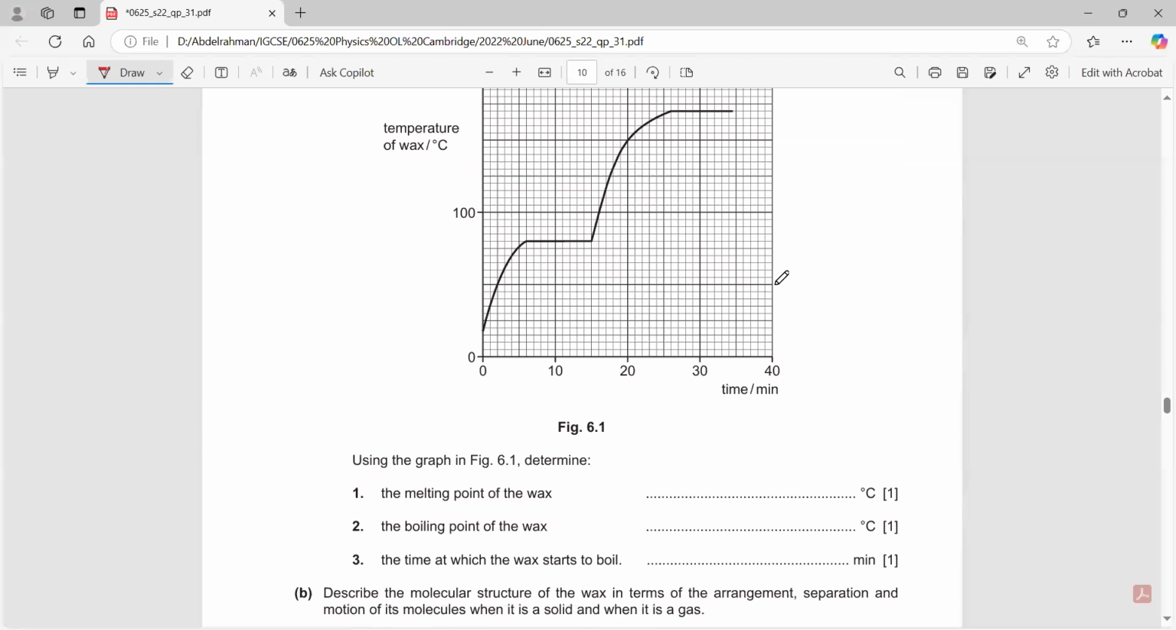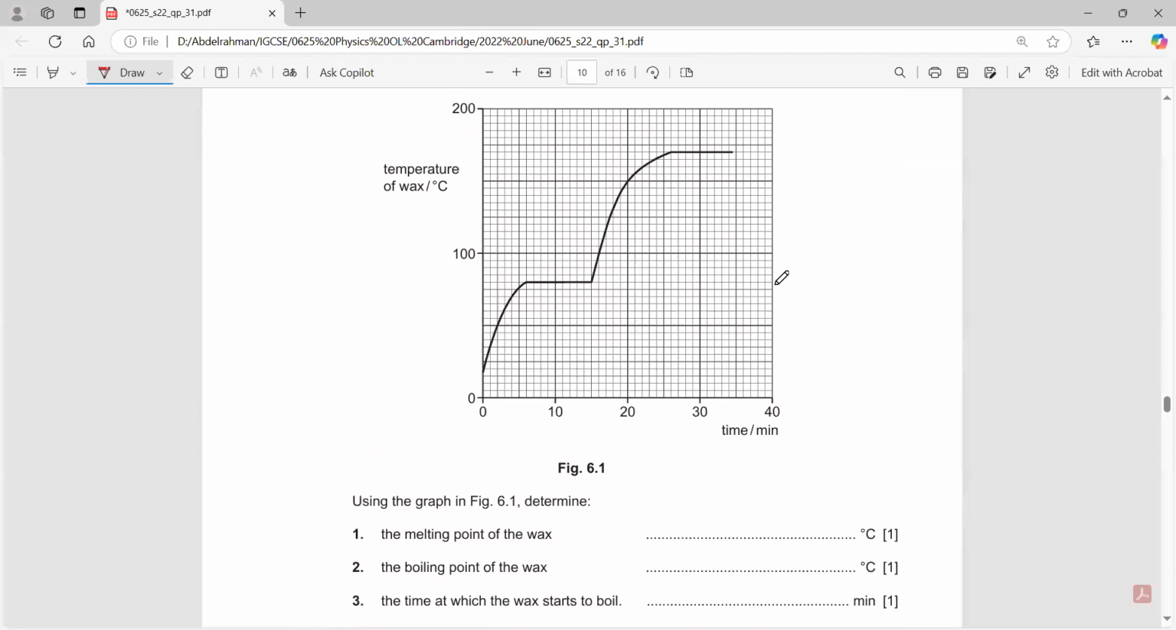Find the melting point, the boiling point, and the time at which the wax starts to boil. We need to first find the two temperatures. Melting point would be at this temperature. What is this temperature? So this is 50, this is 75, and this would be 80. So at 80 degrees Celsius, it starts to melt.